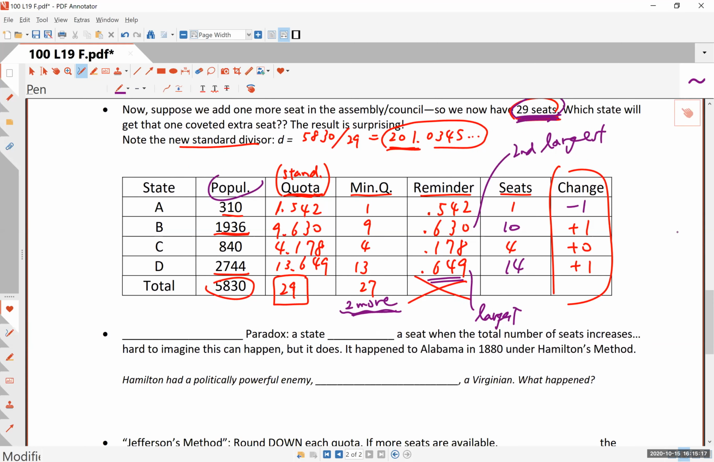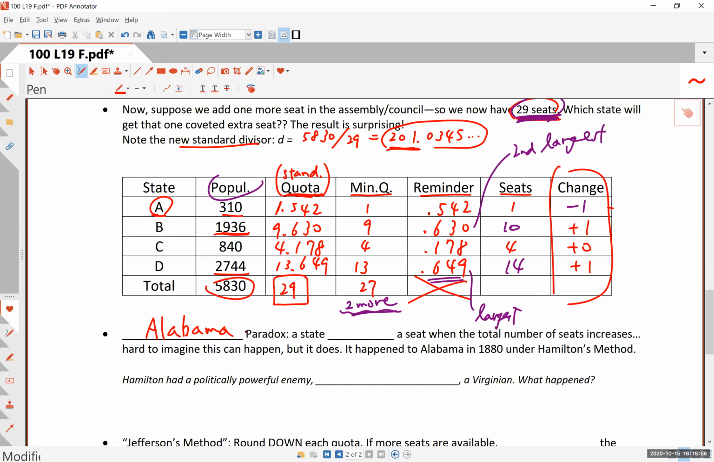The paradox here is that an additional number of seats, a total number of seats, could possibly allow certain states to lose a representative. And this really happened to the state called A. What is that state A? In 1880, right after the Civil War ended, we have a southern state whose name starts with an A that actually lost a seat because the number of representatives in Congress increased. Right, and that state is Alabama. And as a result, this is the famous Alabama paradox.